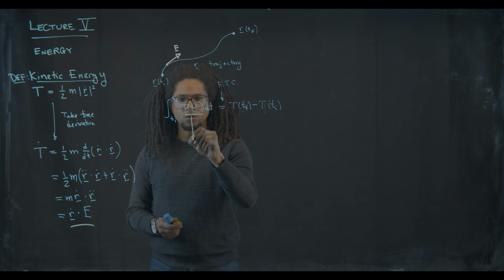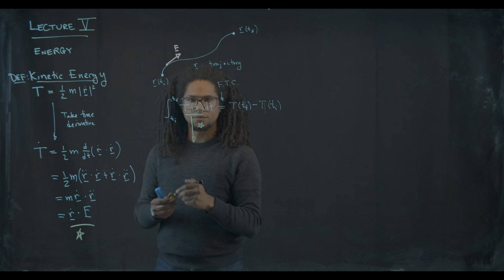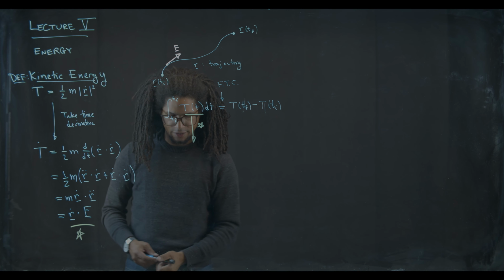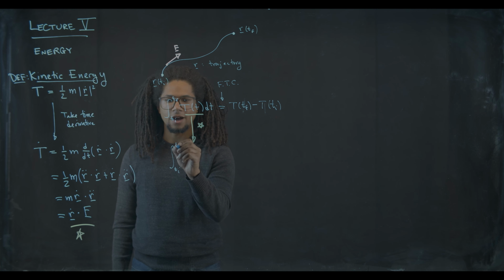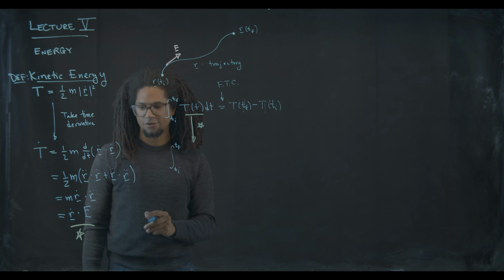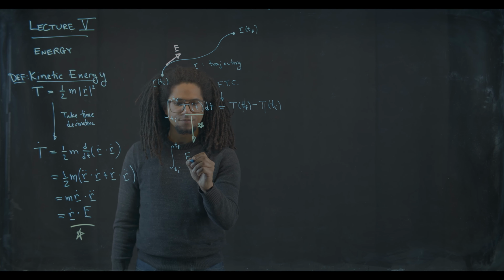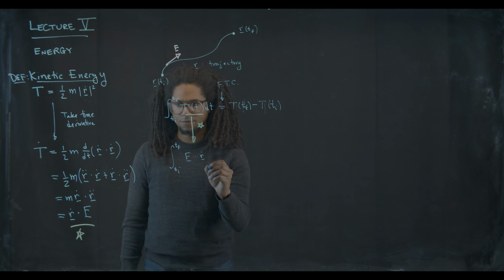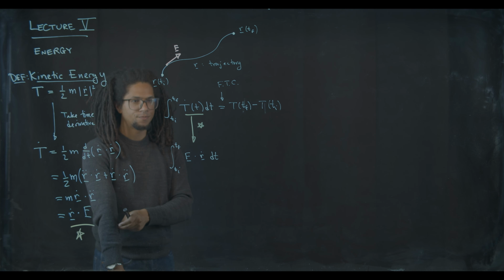So let me now use, let's call this star, to replace the integrand. So this means that this is equal to the integral from ti to tf of, I'm going to reverse the order here, f dot r dot dt.